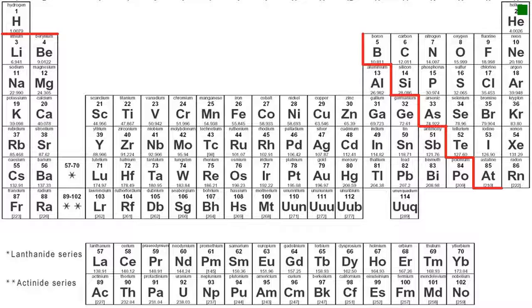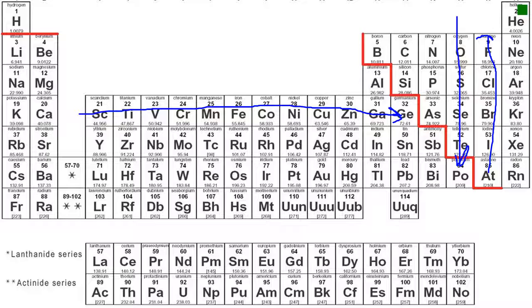Anything going across this way is called a period or row, and they indicate how many electron levels, shells, or orbitals exist in that specific element. Groups or families go up and down. They're columns, and the vertical columns tell you how many electrons exist in the last electron level, shell, or orbital of that specific element.